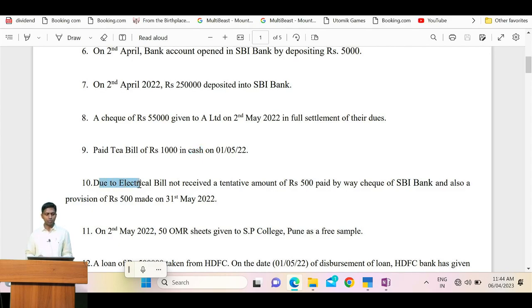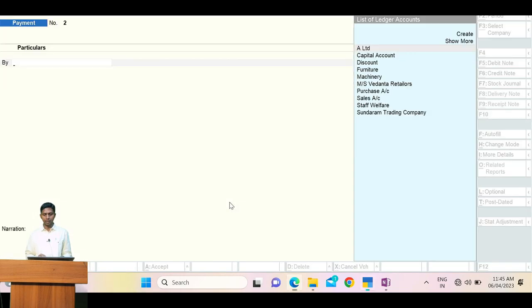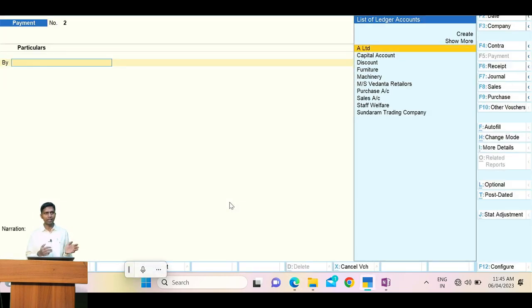Then due to electricity bill not received, tentative amount 500 paid by way of a cheque of SBI, and also provision 500 made. We are paying as well as we are providing. Paying, payment entry, electricity bill to cash, this entry you know. Is there any doubt in this entry? No. Electricity bill, what is the provision? This year's bill or this month's bill? If 500 is for this month and this is also for this month, we are providing. Correct, that means this is related to our financial year.